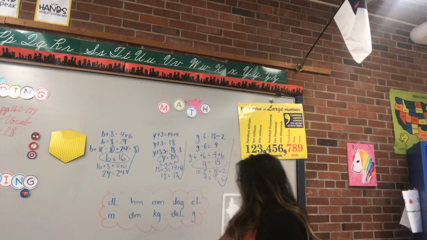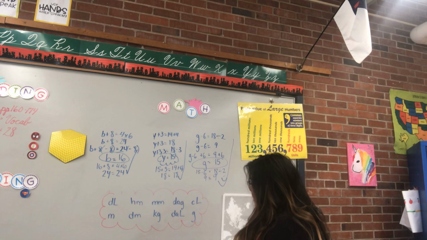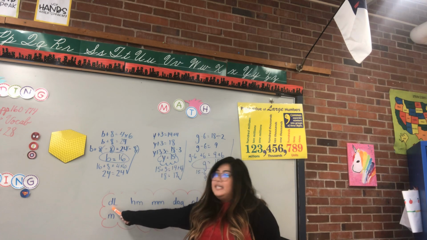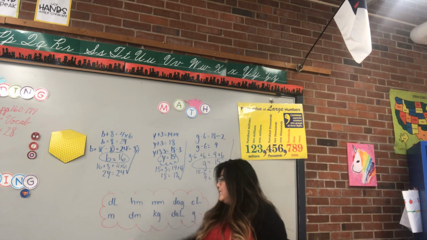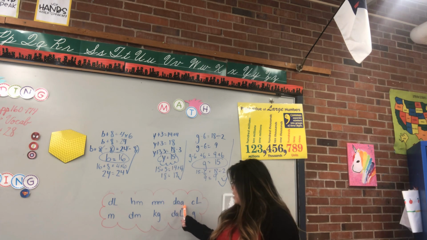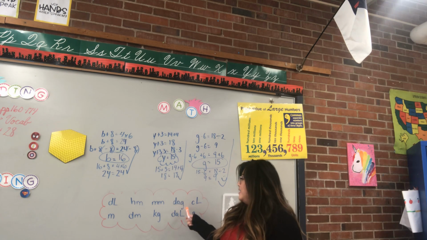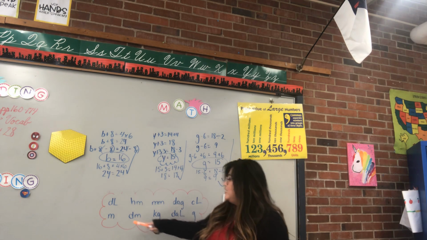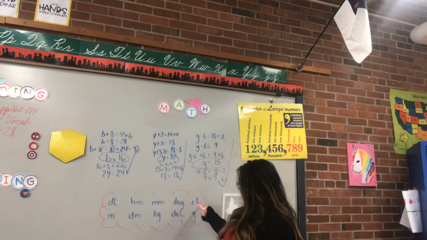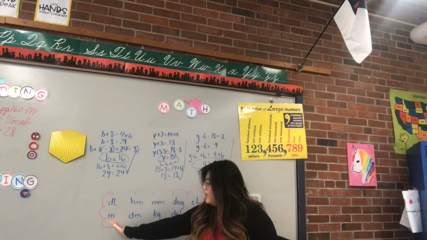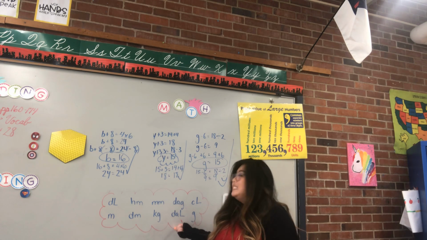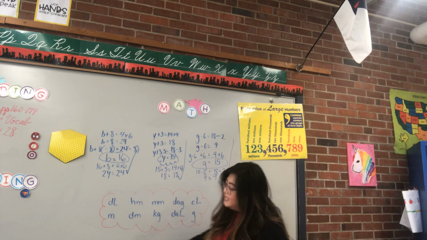Now let's look at some of these and let's see if you can tell me what they stand for. All right, this is a deciliter, DL, deciliter, hectometer, millimeter, decagram. Now this is harder than D. If it just has D, it's the little one, deciliter. If it has a DA, it's deca. Decagram, centiliter, meter, decimeter, kilogram, decaliter, and this is a gram.